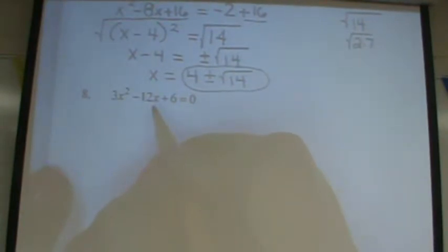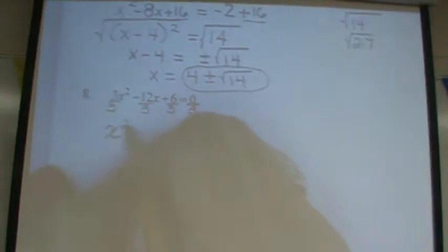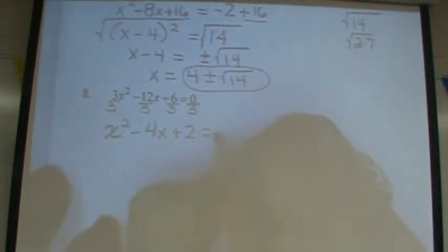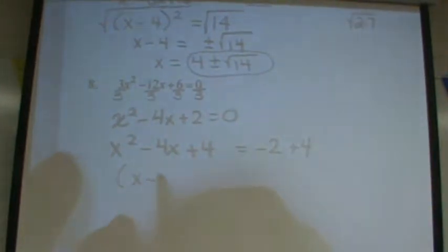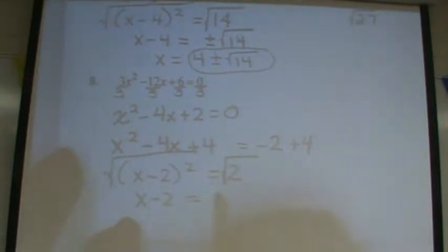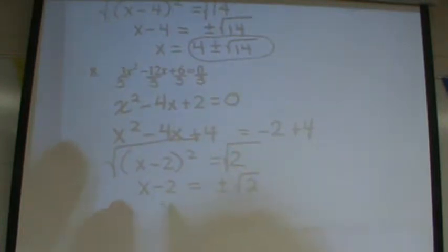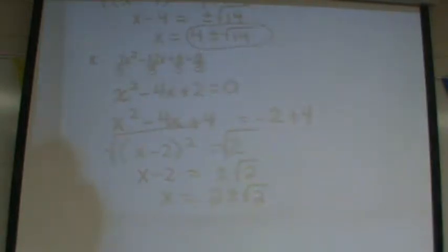Now, this one, in order to use completing the square, we have a problem at 3. So we want to divide everything by 3, all the way across. You get x squared minus 4x plus 2 equals 0. Now we're going to swing 2 over. Half of that squared. Factor. Square root. And bring 2 over. Make sure you switch that sign. Next page.